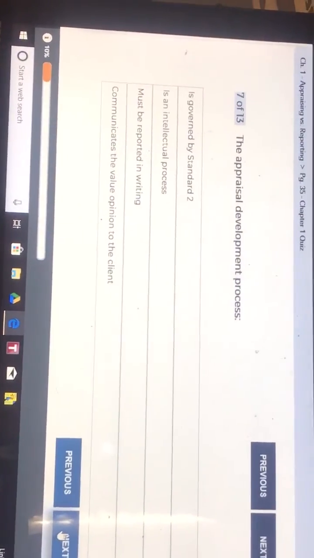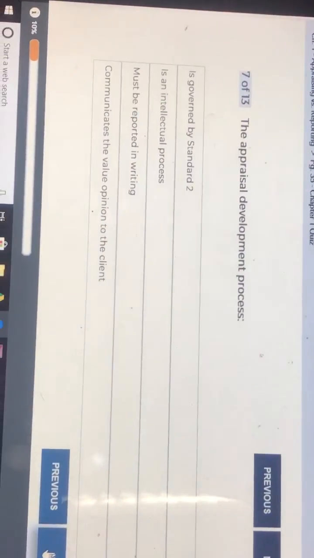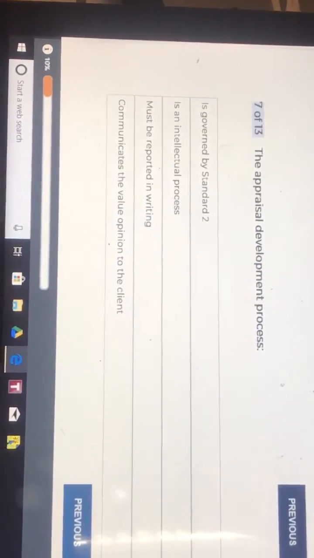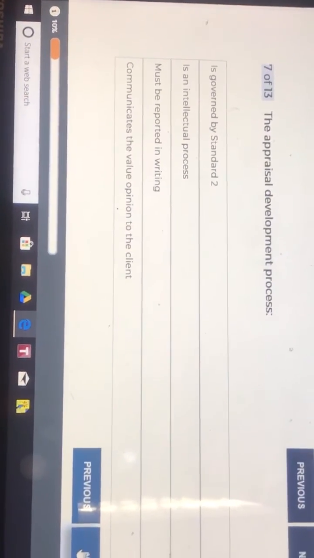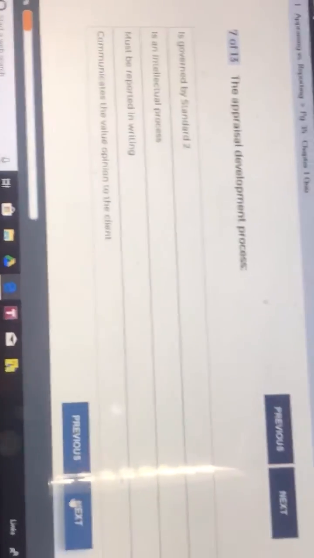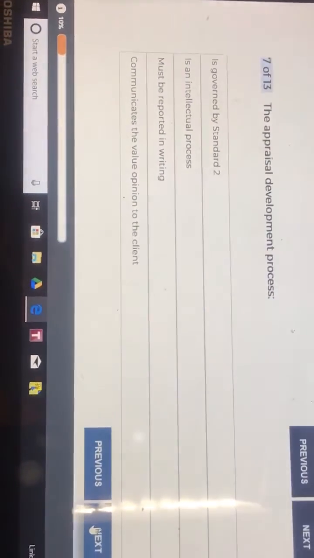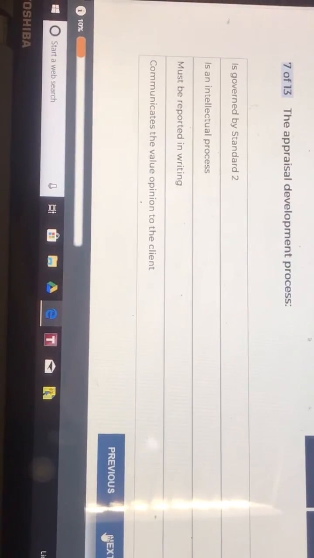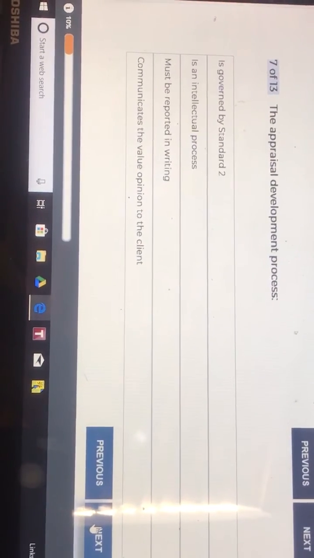Number 7, the appraisal development process. A, is governed by Standard 2. B, is an intellectual process. C, must be reported in writing. Or D, communicates the value opinion to the client. I'm going to go with A.